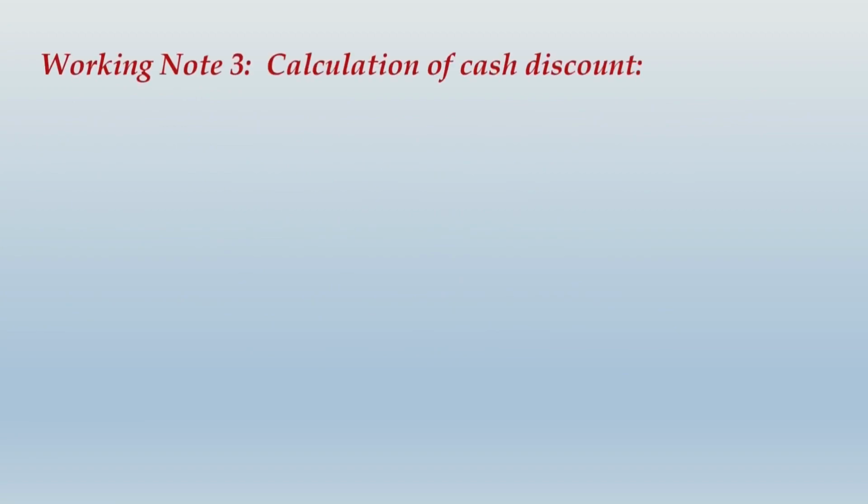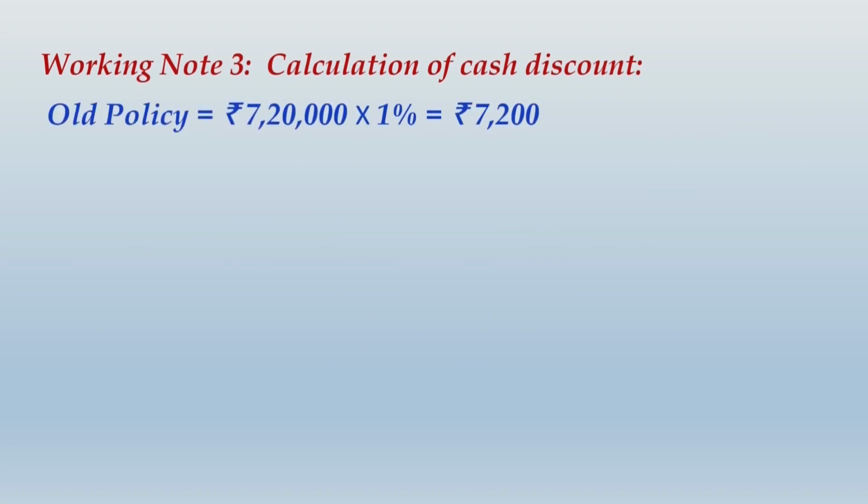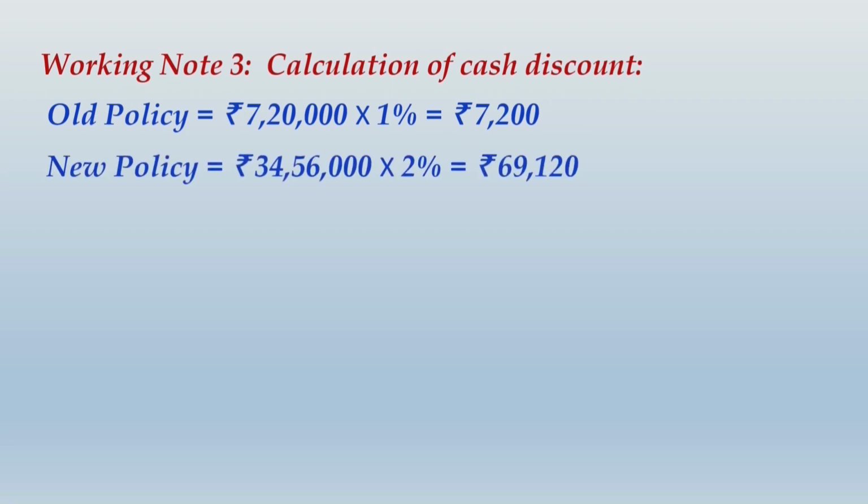Let us move ahead and make another working, that will be working note number 3, calculation of cash discount. Under old policy, cash discount was 1% and the amount of sales that was eligible for 1% cash discount was 7,20,000. So amount of cash discount was 7,200, whereas under the new policy, first of all, your discount rate has increased to 2%, and the amount of sales that will be claiming that eligibility of cash discount is also substantially higher.